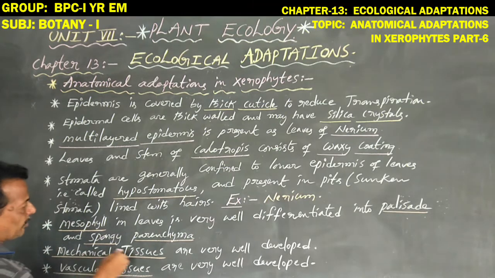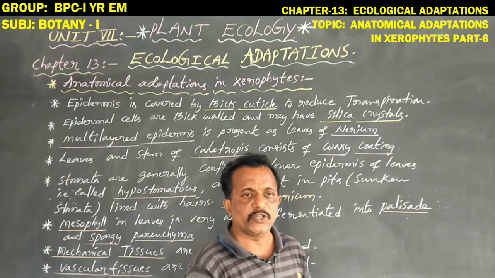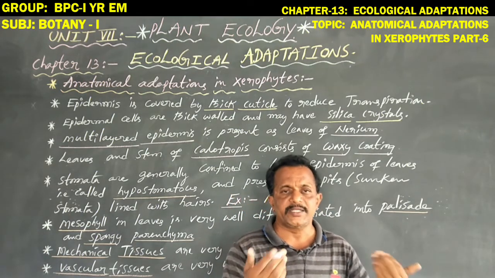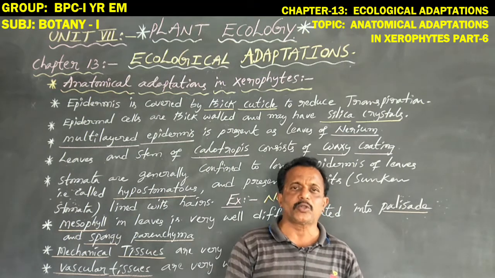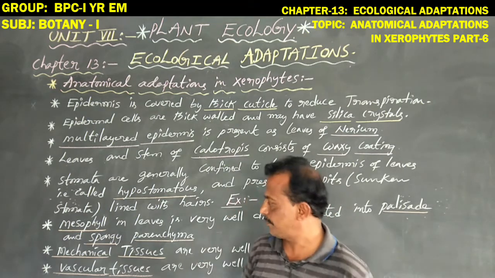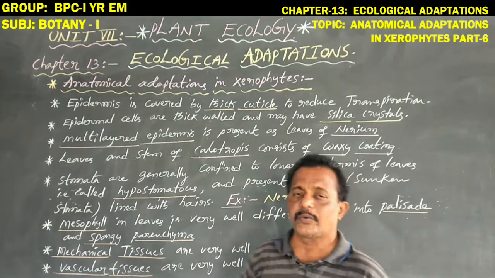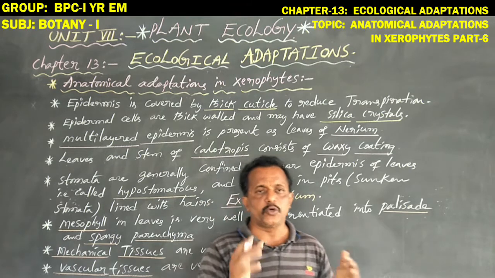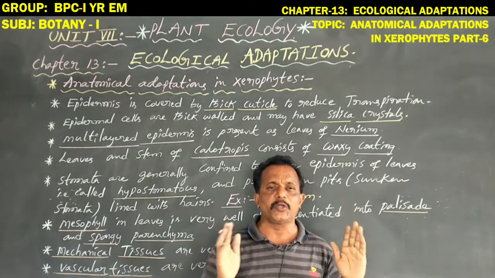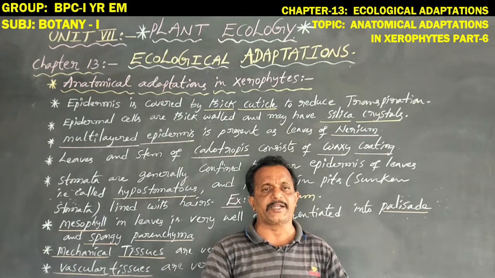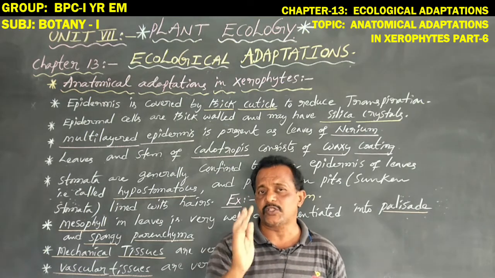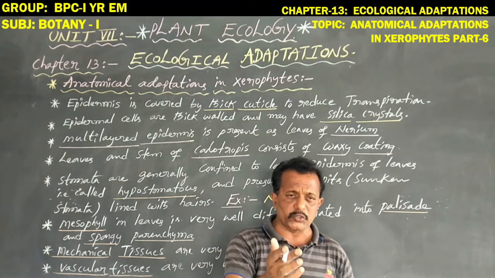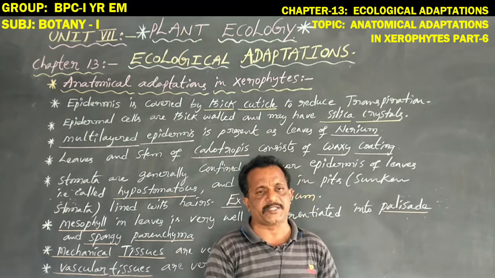Next, coming to mechanical tissues, they are very well developed. In xerophytic plants, the mechanical tissues, that is collenchyma and sclerenchyma, are both very well developed. And vascular tissues are very well developed. What are the vascular tissues? That is xylem and phloem. Both xylem and phloem are very well developed in xerophytic plants. This is a very important characteristic feature: mechanical tissues and vascular tissues are very well developed in xerophytes.